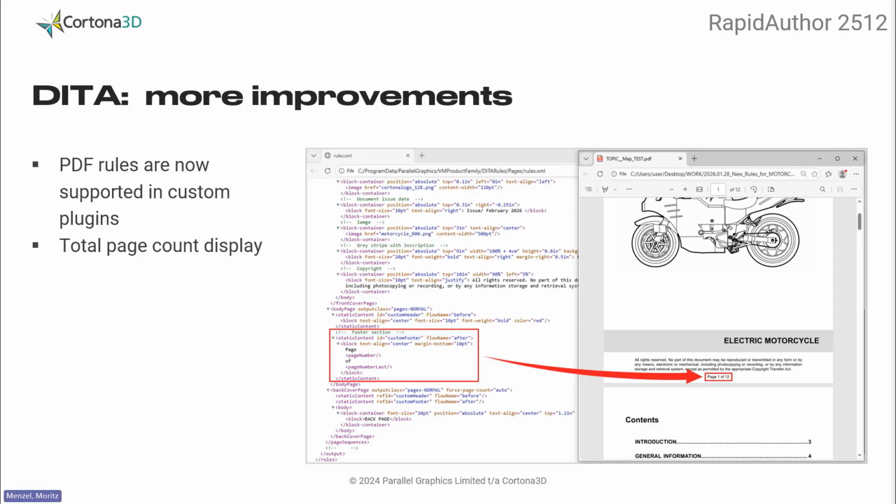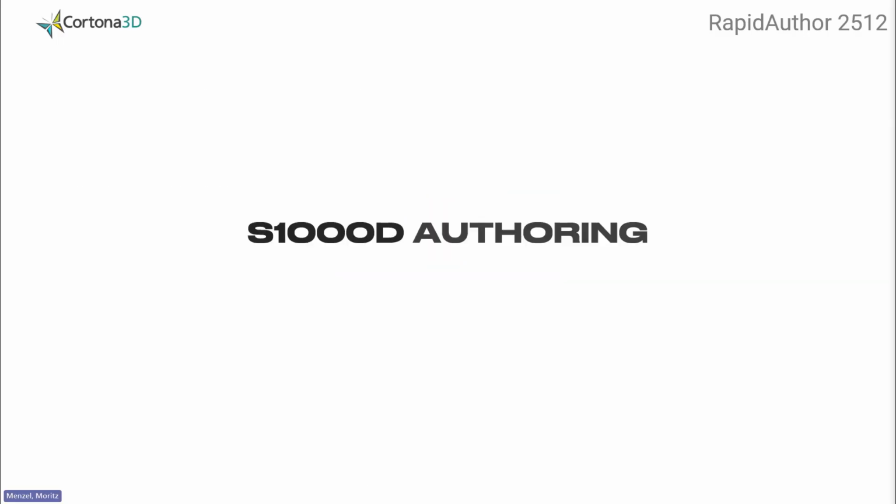PDF rules are now also supported in custom plugins, not only in out-of-the-box specification components as before. And last but not least, you can see the total page count displayed in your PDF publications. These were a couple of the main features for DITA authoring.